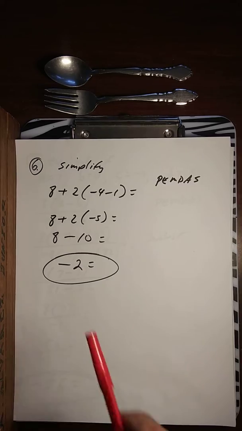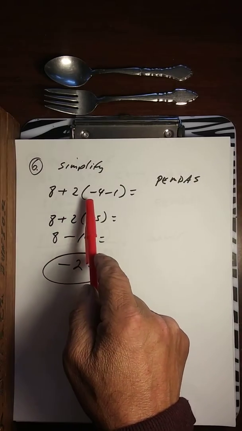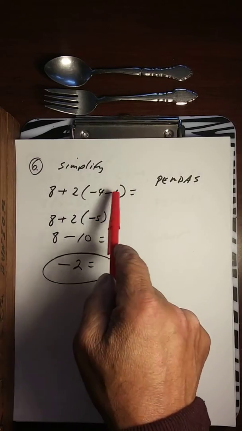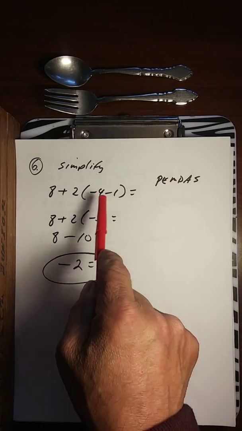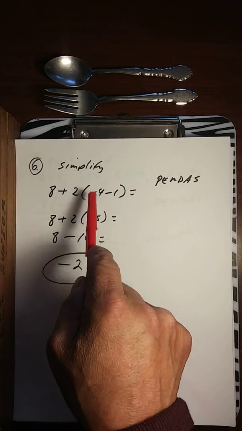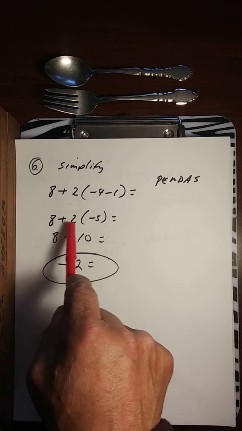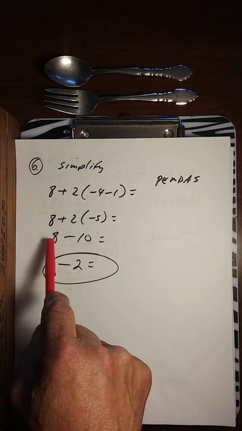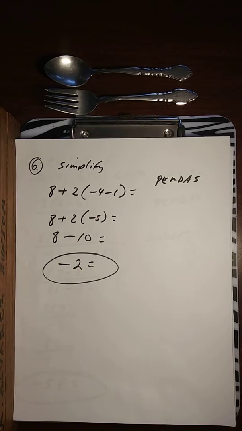This one, you have 8 plus 2 times parentheses, negative 4, minus 1. So let's do this first with that PEMDAS thing. This is my dear Aunt Sally. So negative 5, and then multiply first. That turns out it's going to be negative 10. So you have 8 minus 10, which is going to give you a negative 2.